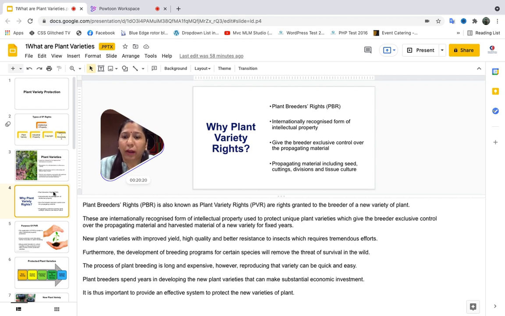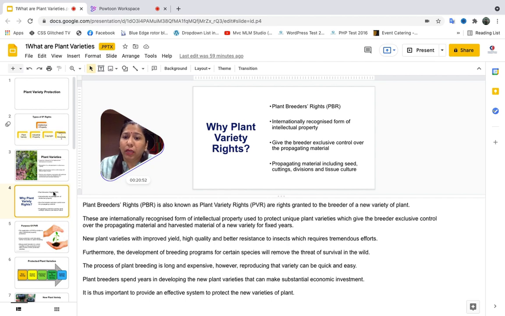Now, new plant varieties with improved yield, high quality, and better resistance to pests need tremendous amount of efforts in the field. But the development of breeding program of certain species will also remove the threat for their survival. Now, the process of plant breeding is quite long. It takes years and years for a farmer to develop a variety. However, if you are just reproducing that variety, it is quite quick and easy.